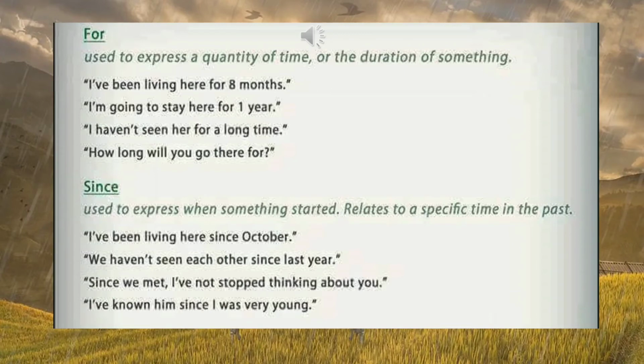Whereas since is used to express when something started, relating to a specific time in the past, like I have been living here since October. The time period October is very clearly mentioned here. We have not seen each other since last year. The exact time, last year, is mentioned here. Since we met, I have not stopped thinking about you. Or I have known him since I was very young, like this.